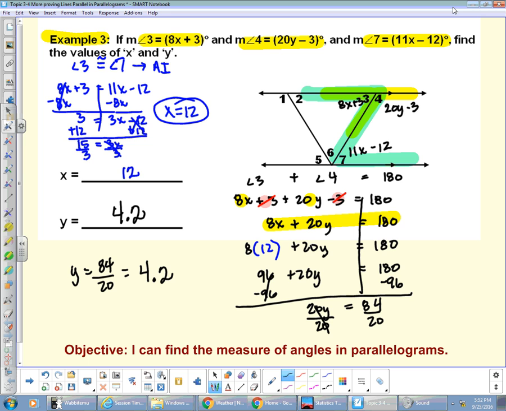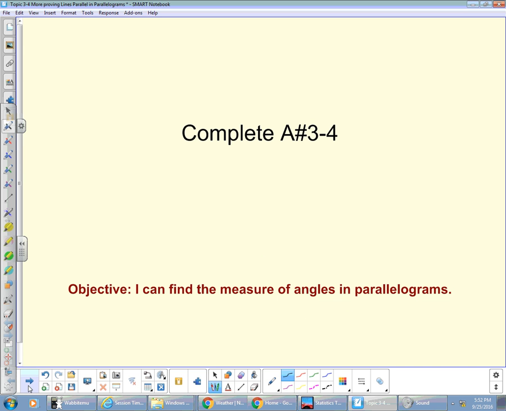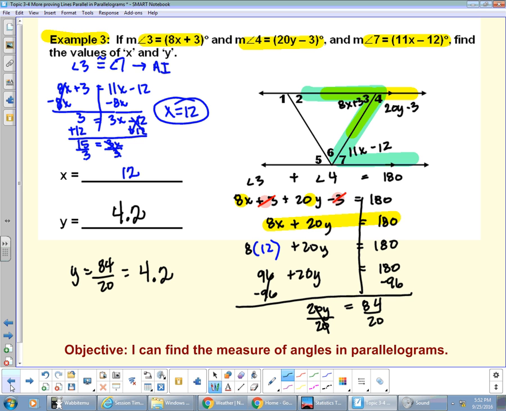Okay. And again, if you notice here, all we did was we looked for those relationships. We looked for alternate interior, same side interior, alternate exterior, as the case may be. But today we primarily looked at alternate interior and same side interior because that's what most of these problems are going to kind of point you towards, especially these parallelograms and then the picture like this.